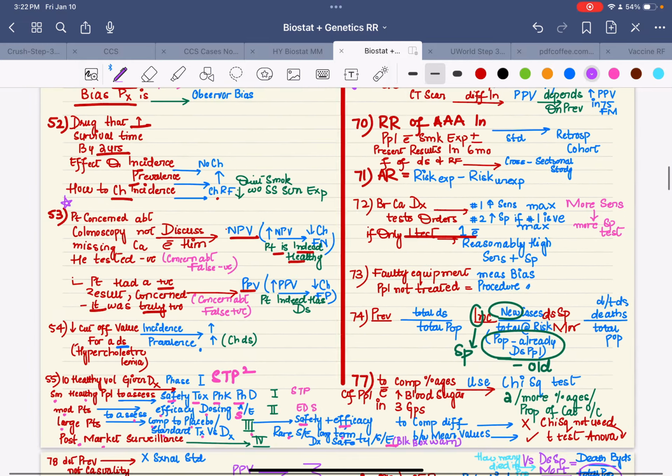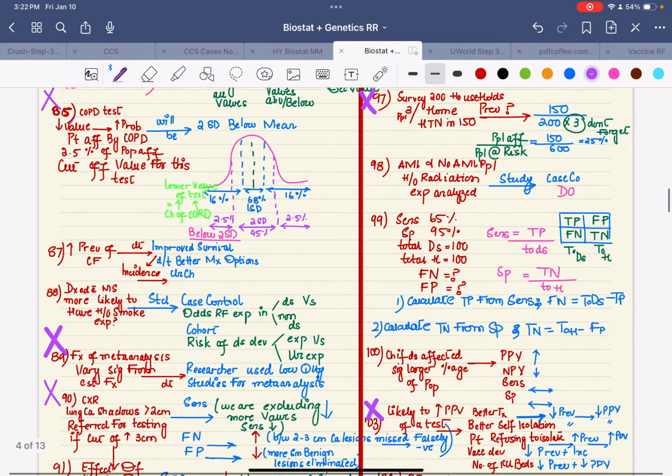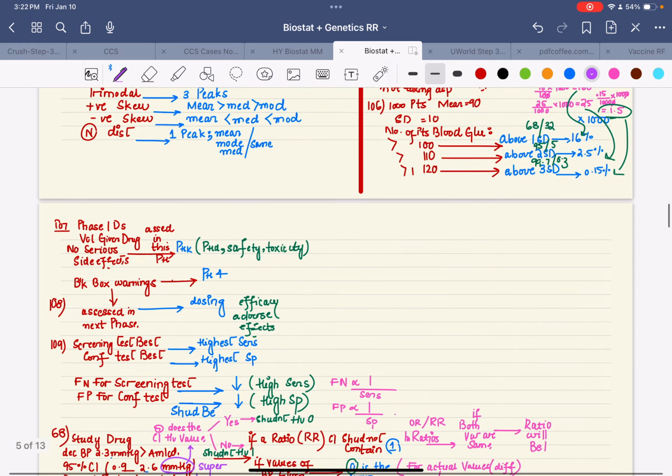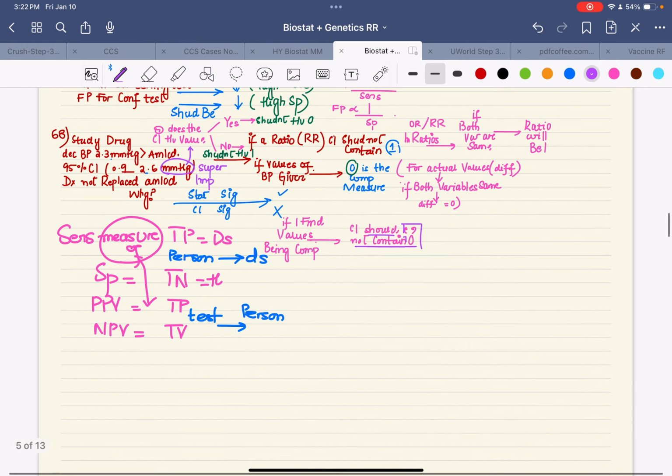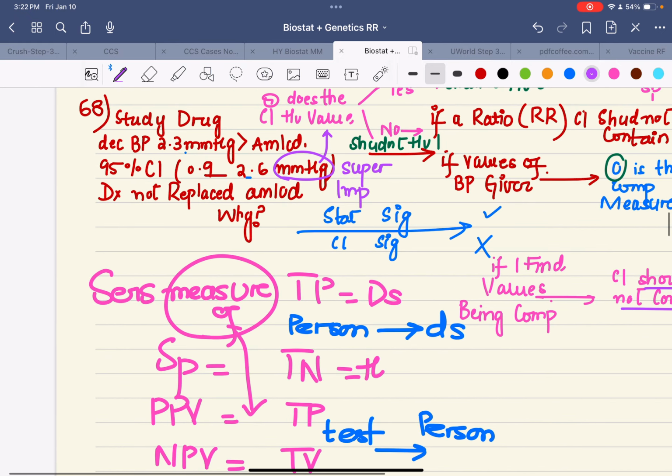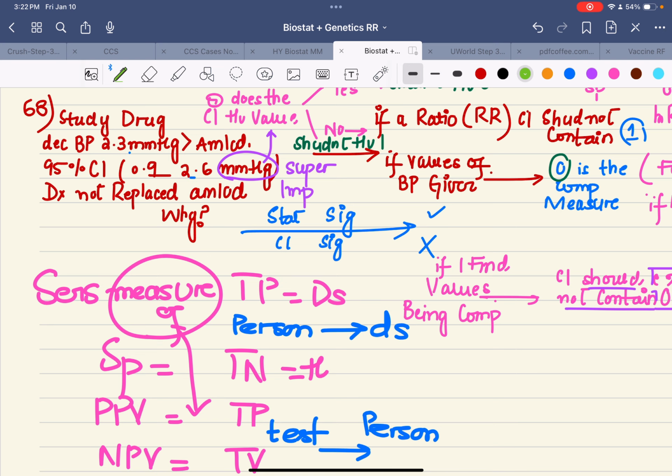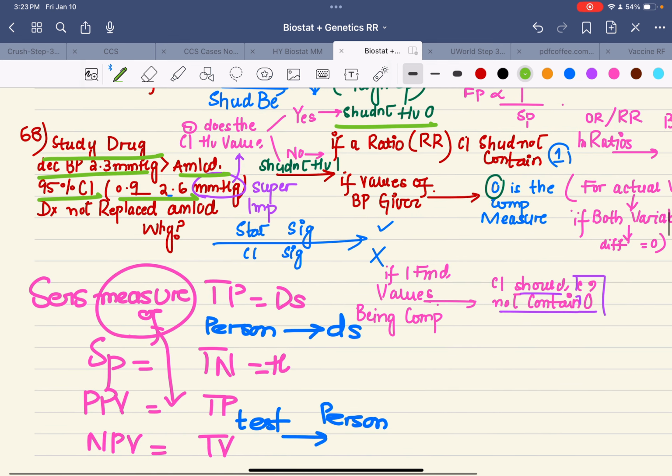And let's discuss this. Let's do a quick review of this, I think, at the end, where I made these notes that whenever we are going to do a study drug and that decreases the blood pressure by 2.3 millimeters of mercury as compared to the amlodipine, and this is the 95% confidence interval that does not have the value of 0. Right? Whenever we are taking differences, it should not have the value of 0.